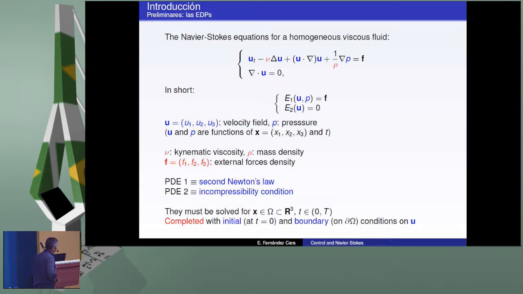The initial conditions mean that we have to say which are the values of u at an initial time, t equal to zero, and the boundary conditions say what is the behavior of u, or of something depending on u, on the boundary of the domain occupied by the fluid.